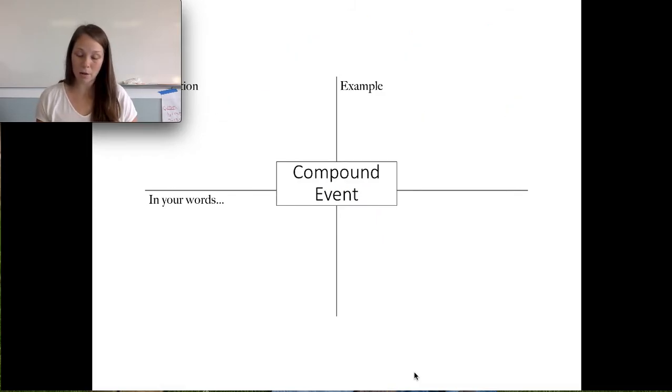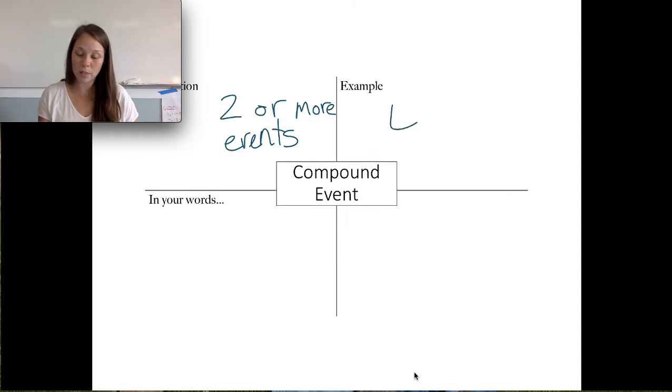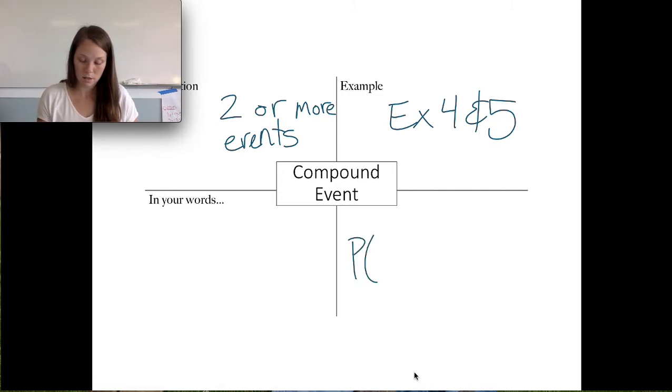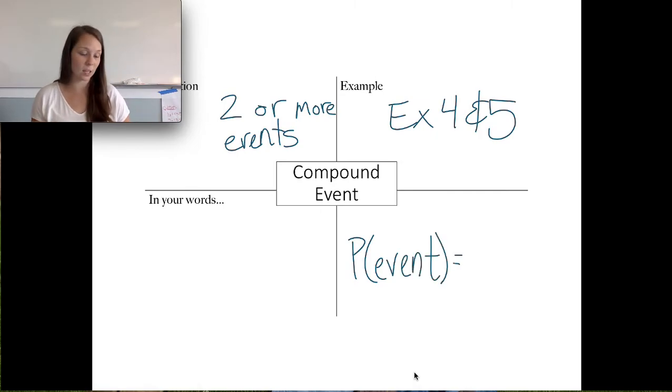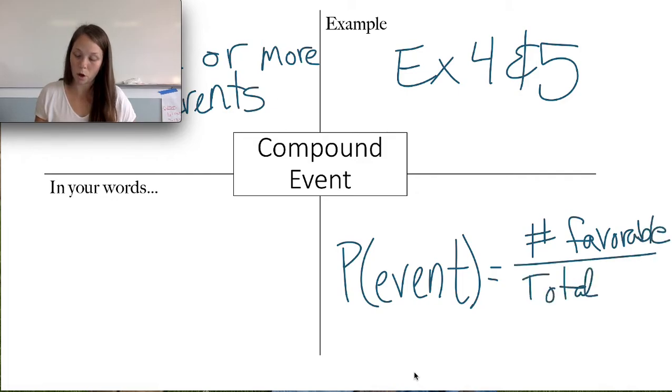And last is compound events. That's looking at two or more events. We'll be going through compound events when we look at examples 4 and 5. When finding the probability of compound events, we always use our probability notation. So capital P, with the event inside the parentheses, equals your number of favorable outcomes divided by your total number of all possible outcomes.